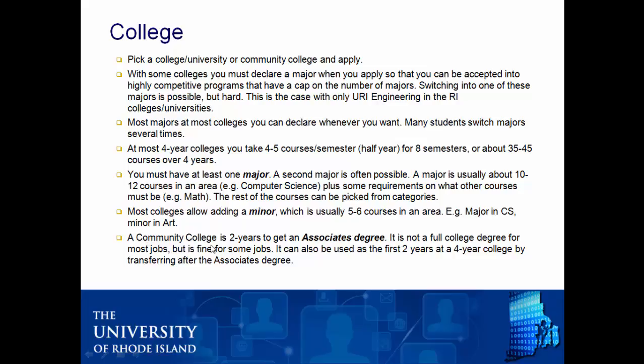At a community college, which are usually about 2 years, you get something called an associate's degree, which is not a full bachelor's degree from a 4-year college, but it's a degree that's recognized to get a lot of really good jobs. And many students, after they get an associate's degree, decide to go on to a 4-year college, do 2 more years of college to get their bachelor's degree.